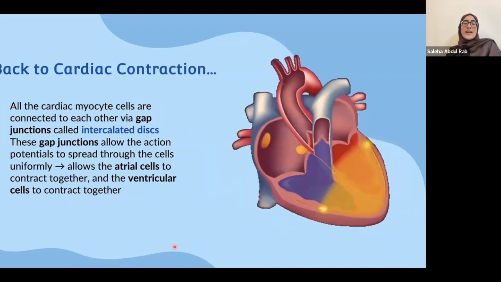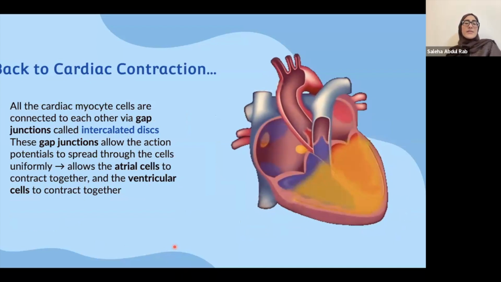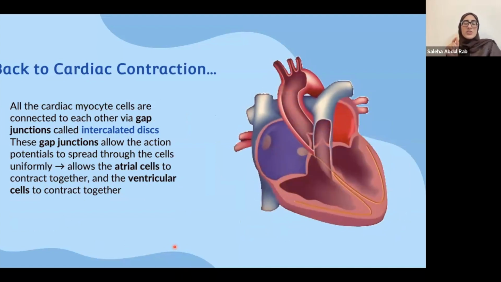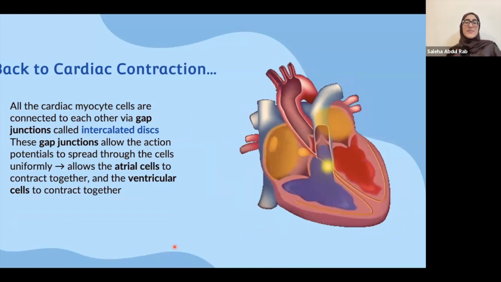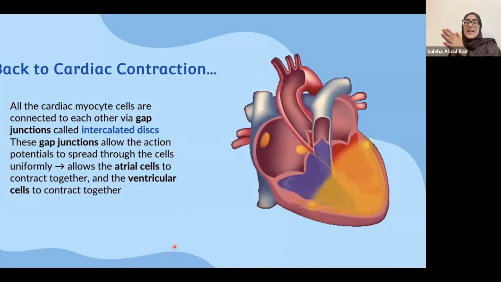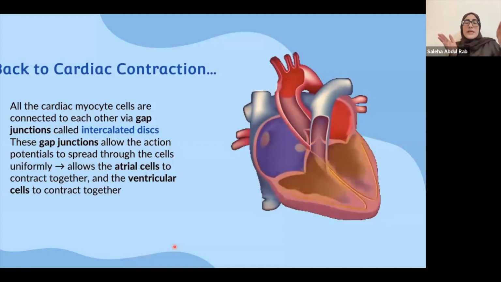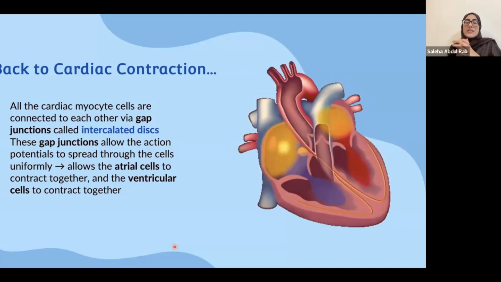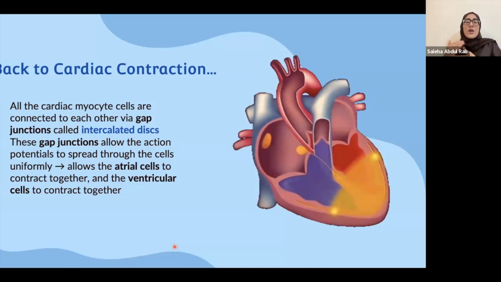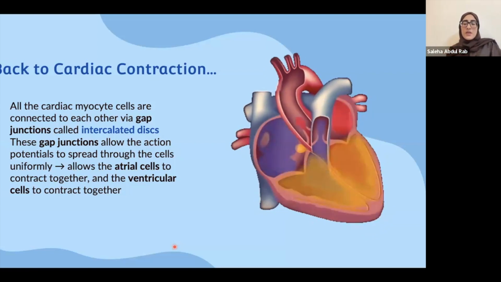Coming back to cardiac contraction, one last important thing is that all cardiac myocytes are connected to each other via gap junctions. These gap junctions are called intercalated discs. Because all the cells are close to each other, they allow the impulse to spread from one cell to another uniformly, which then allows the atria to contract together and the ventricles to contract together, therefore allowing the heart to be an effective and efficient pump for the body.